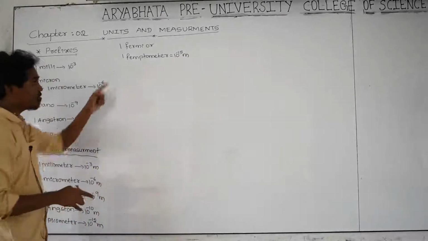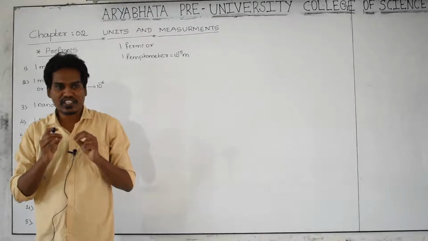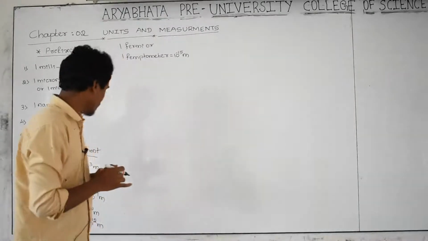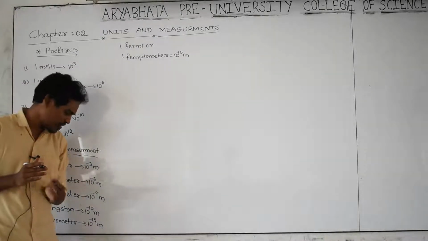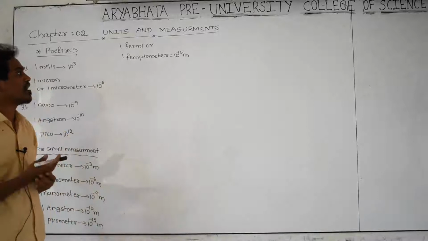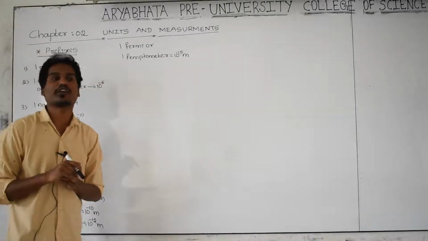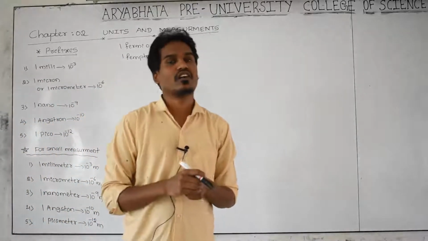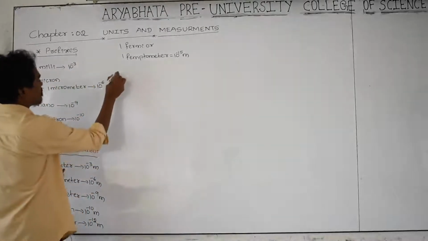These are all the units we use for the measurement of very small distances. Milli is minus 3, micro is minus 6, nano is minus 9, angstrom is minus 10, pico is minus 12, and minus 15 is femtometer. These are the units used for the measurement of very small lengths or distances.